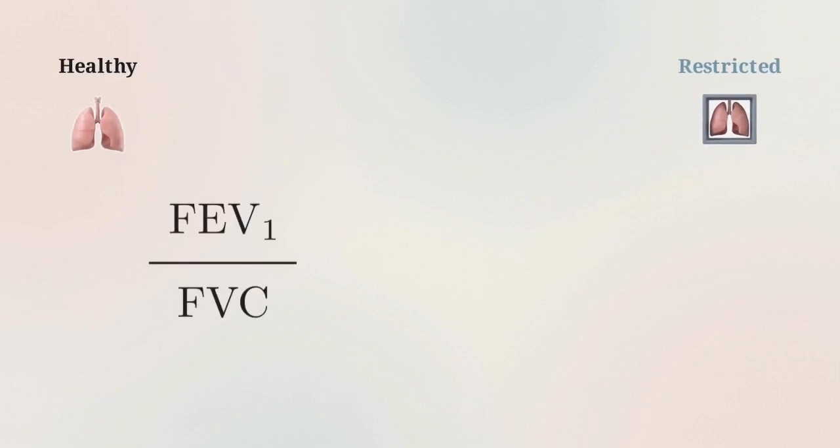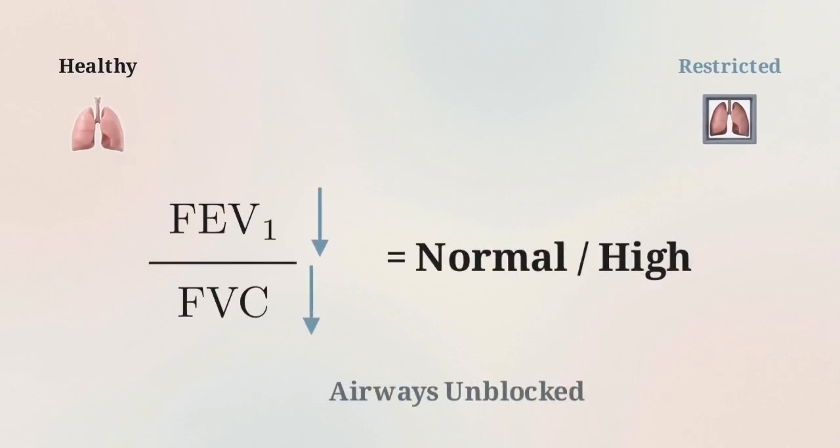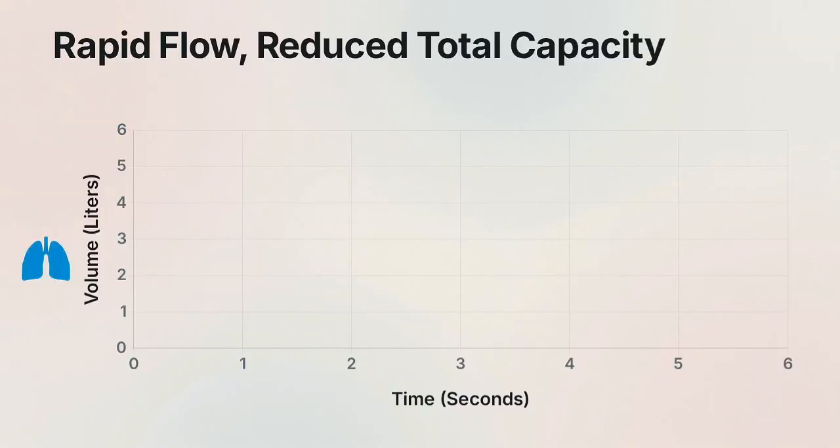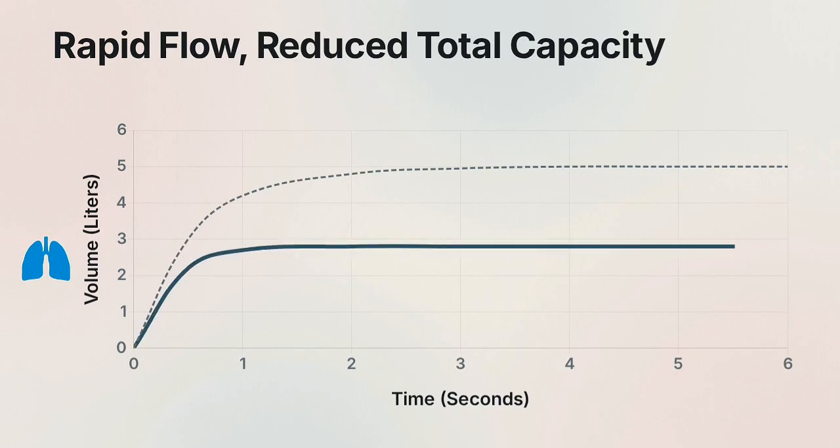The ratio remains normal because first-second flow and total volume drop proportionally. The lung is small, but airways are unblocked. On a volume time curve, the flow rises sharply but plateaus early. This shows that while air moves quickly, the total capacity of the lung is severely reduced.